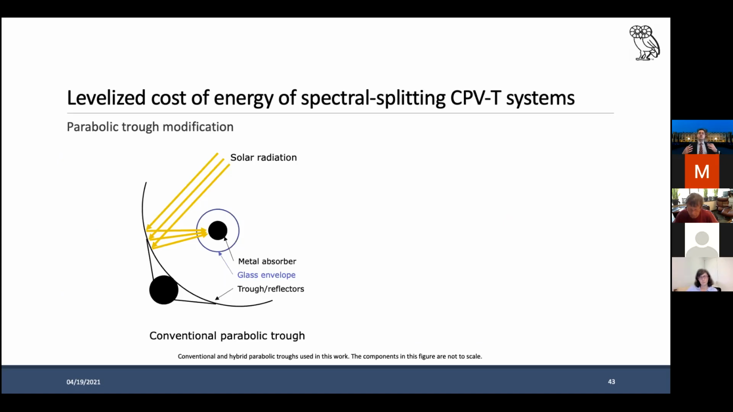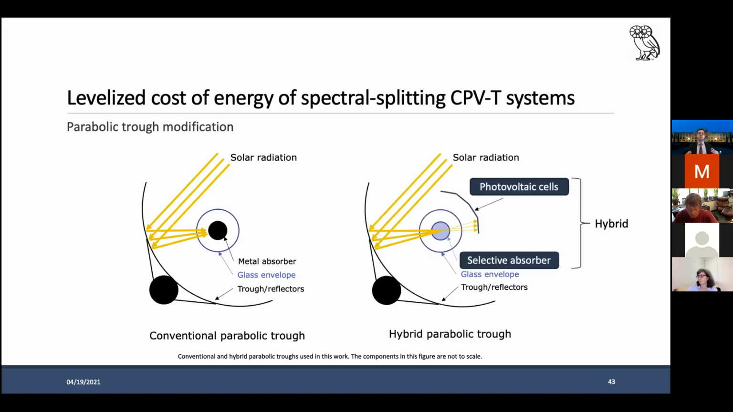The conventional parabolic trough design is composed of mirrors used to reflect radiation onto an absorber inside a glass envelope. This absorber is usually made of metal, and it absorbs energy throughout the whole spectrum of sunlight. In this analysis, we proposed a modification to the conventional parabolic trough system, where instead of a metal absorber, we have a selective absorber containing a nanofluid and photovoltaic cells. This design is similar to the one I presented before, where concentrated sunlight is filtered by the nanofluid and directed to the solar cell.